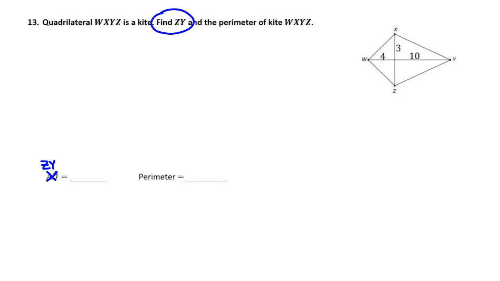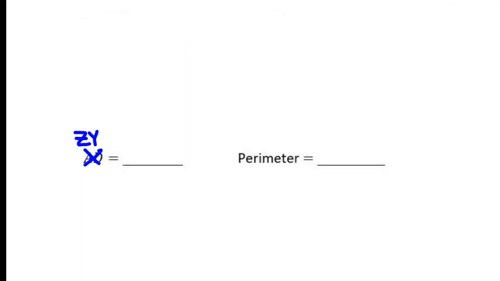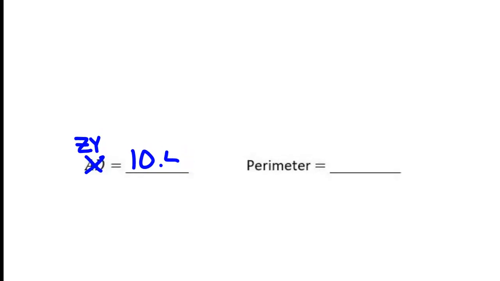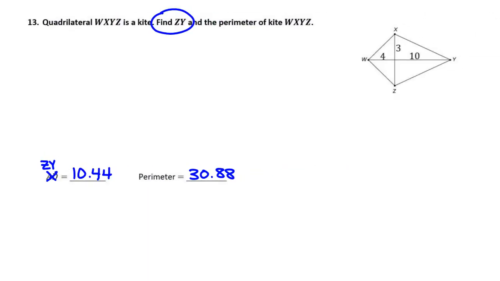Yes. What do you guys get for ZY? 10.440. If there's a 0 in that third spot, I'm okay if you just put 2 down. That's totally fine. Or you can write them all 3 down. That's fine. What is the perimeter? 30.88. Absolutely correct. Does anybody need to see me work through that?